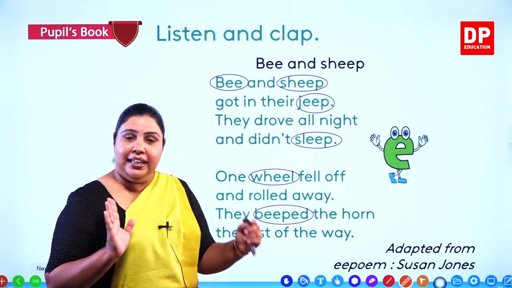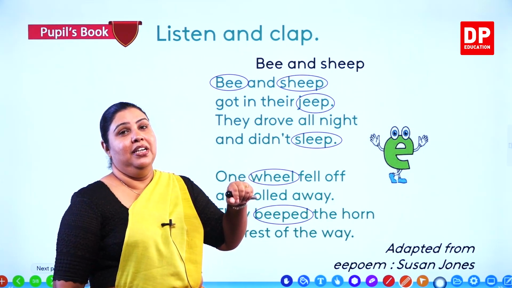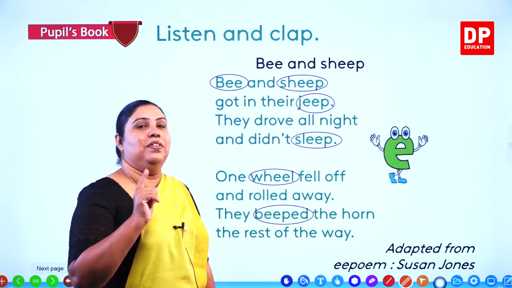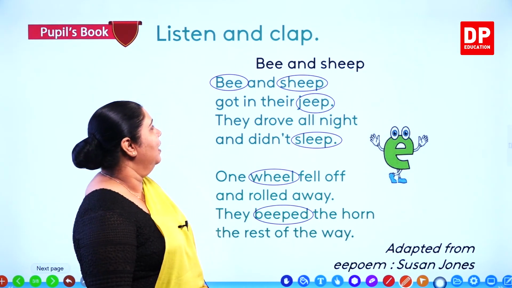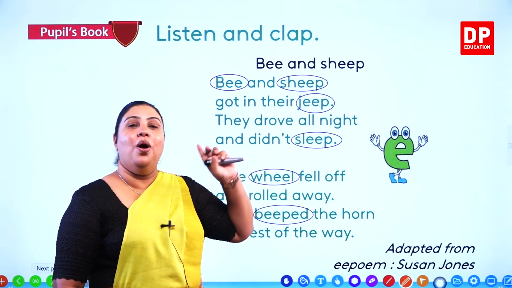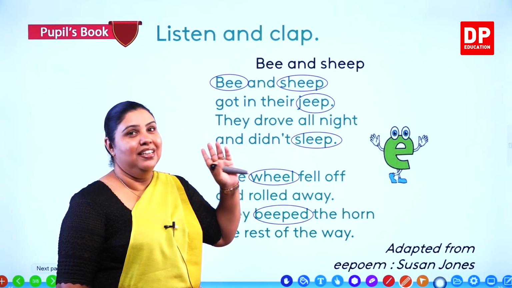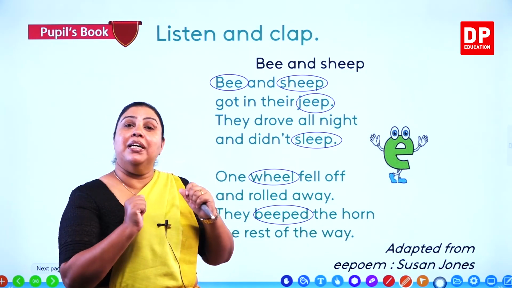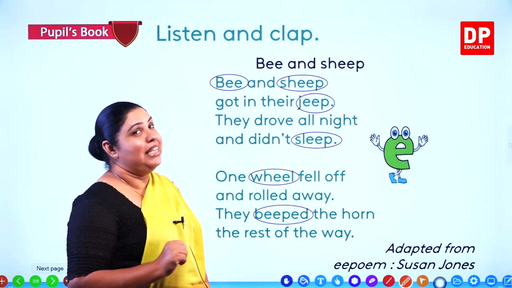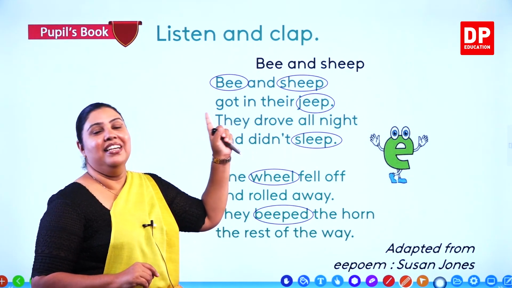ඔන්න දුවලා පුතාලට ඒක තමයි pupils book එකේ කියලා තියෙන්නේ. Listen and clap. So when I say a long E word, you have to clap. Let's start. Bee and sheep. Now, how do you clap? When I say bee, it's a long E sound. So you have to clap. Clap කරනවා කියන්නේ අපි අත්පුඩි ගහනවා නේද පුතේ? So you have to clap. Shall we start? Okay.